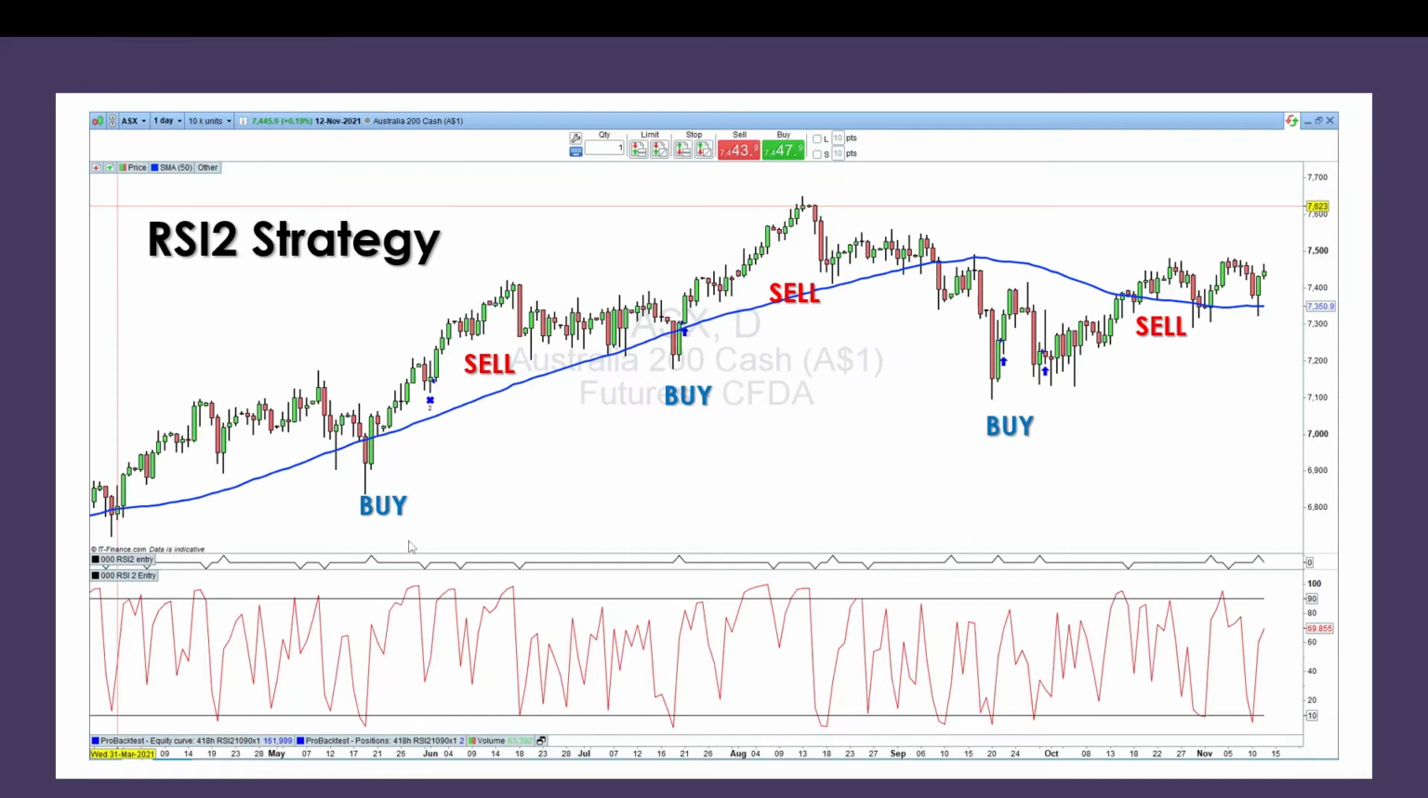So that's there. You can see there that would have been a sell there. And then there's another position here to buy, and another sell there. That's the RSI2 strategy. Very simple, very simple.